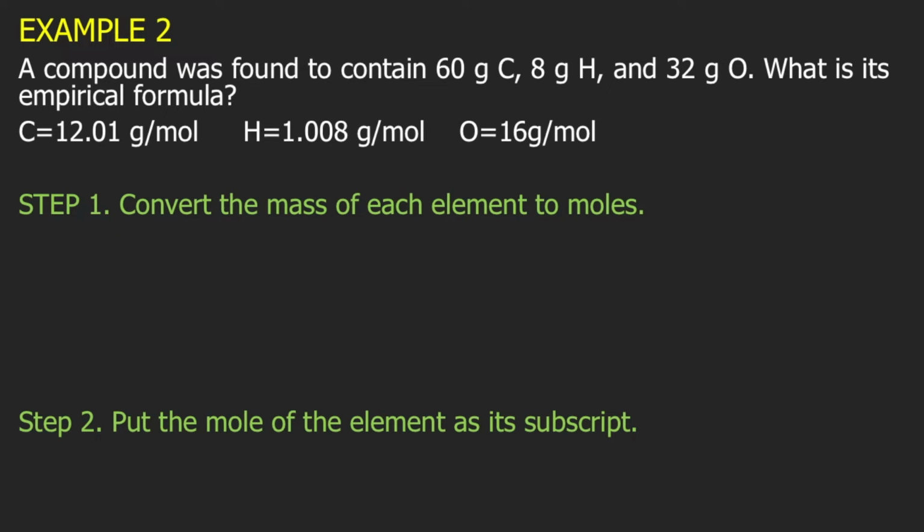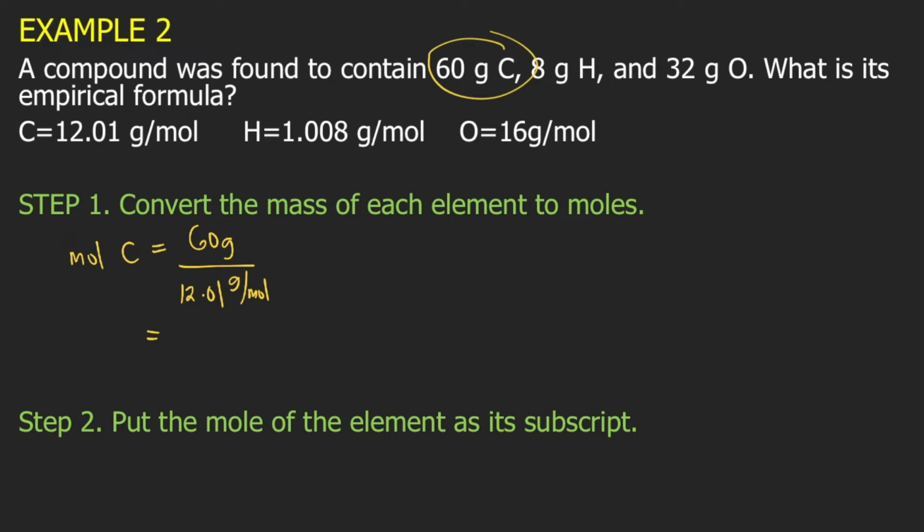Let's proceed to example 2. A compound was found to contain 60 grams of carbon, 8 grams of hydrogen, and 32 grams of oxygen. What is its empirical formula? So we go over again the steps. Step 1 is to solve for the moles of each element. Again, moles is equal to mass divided by molar mass. Let's start with carbon. The mass of carbon given is 60 grams. The molar mass is 12.01.